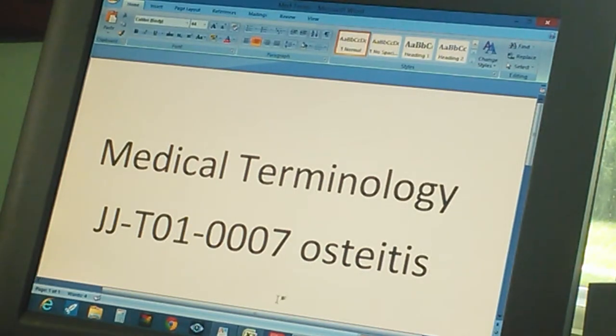Medical terminology. JJ-T01-0007 osteitis.